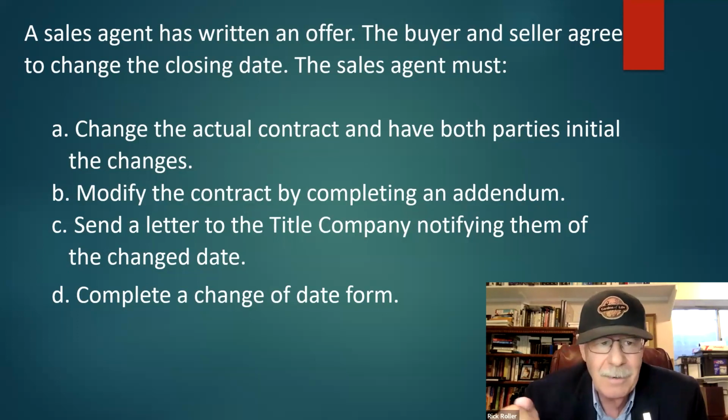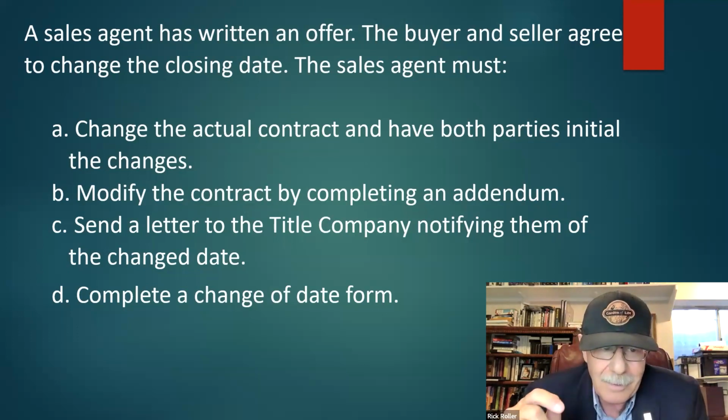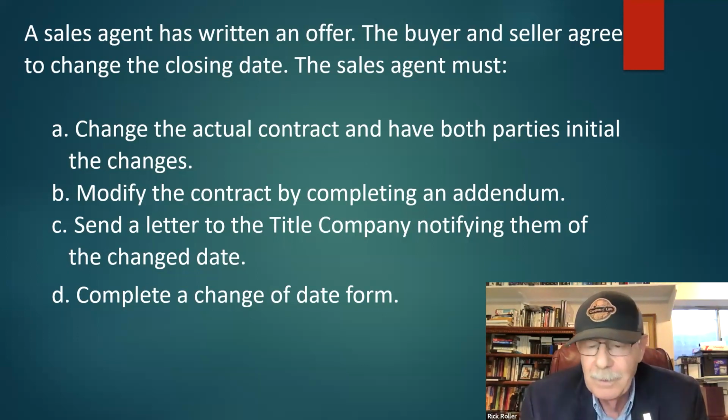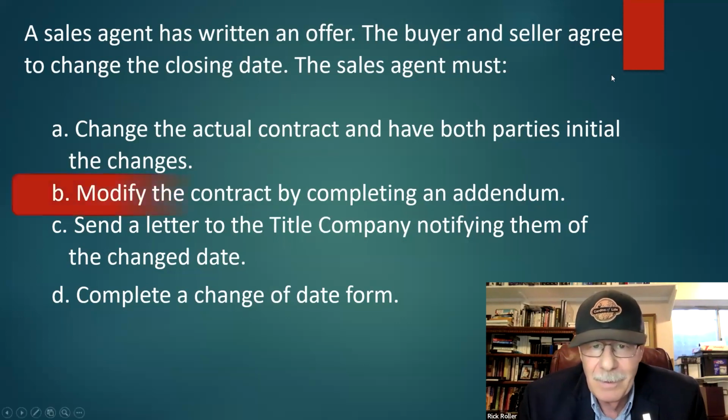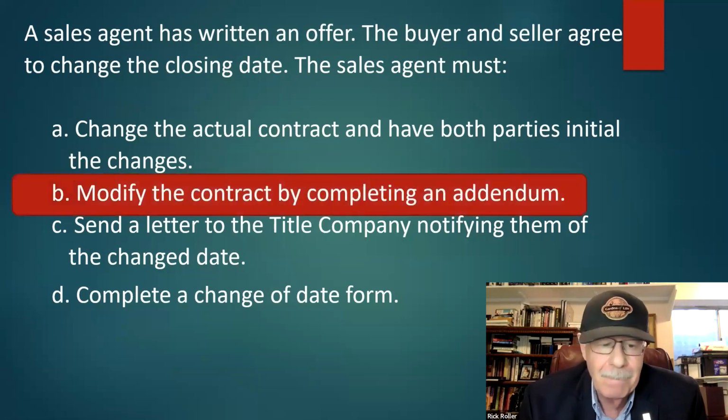That's warm and fuzzy. Hang on to that one. C, send a letter to the title company notifying them of the change date. Or D, complete a change of date form. Well, we don't have a change of date form. We do have addendum forms that we can use to change dates and modify an agreement. So the correct answer to this one, guys, is B, modify the contract by completing an addendum.